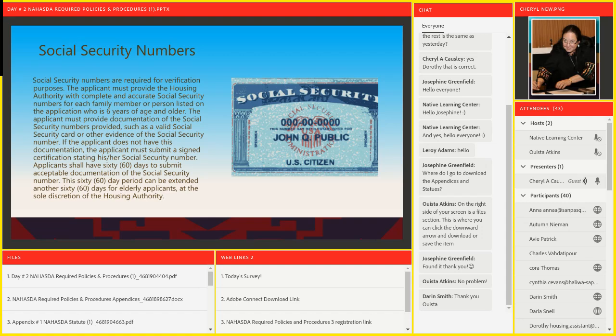60 days to accept this documentation of the social security number. You could also put in language, the 60-day period can be extended another 60 days for an elderly applicant at the sole discretion of the housing authority.